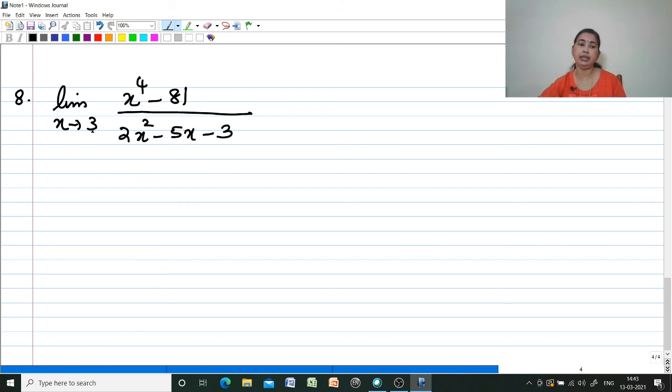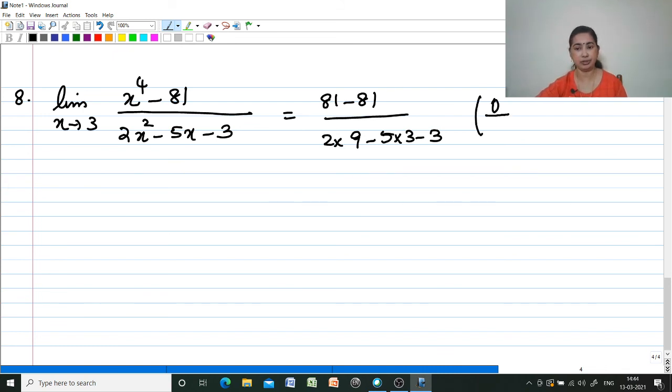So if I am giving the value for x as 3, we are getting 3⁴, which is 81, minus 81, divided by 2 into 3² is 9, minus 5 into 3, minus 3. So 81 minus 81 is 0, the denominator also is 0. So it is of the form 0 by 0. So here only factorization is possible. So how can you factorize this?